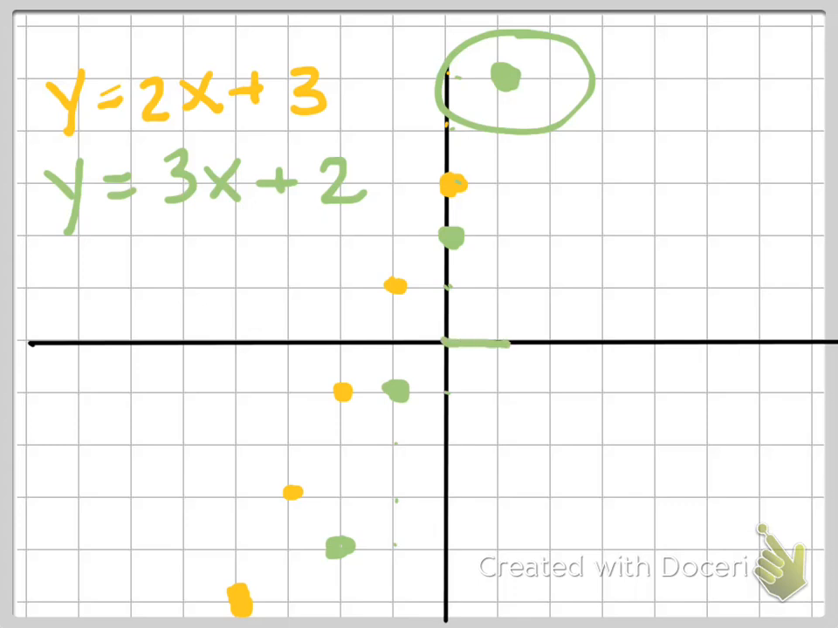From the origin, I can see I'm going to the right 1, which means my x value is 1. Then I'm going up 1, 2, 3, 4, 5. So my y value is 5. The solution to my system of equations is (1, 5). Let's take a look at another example.